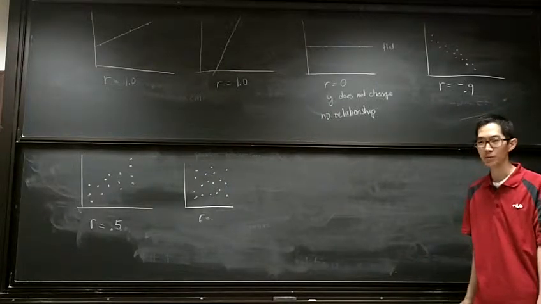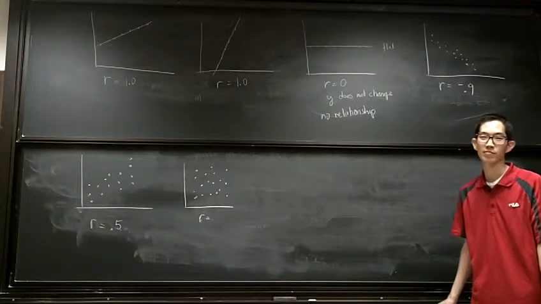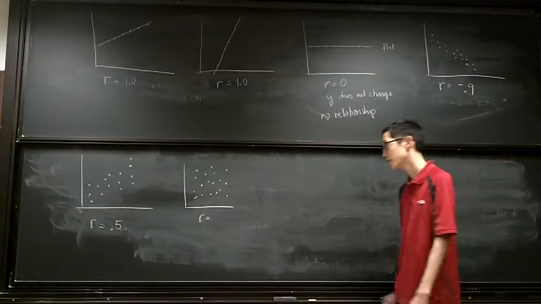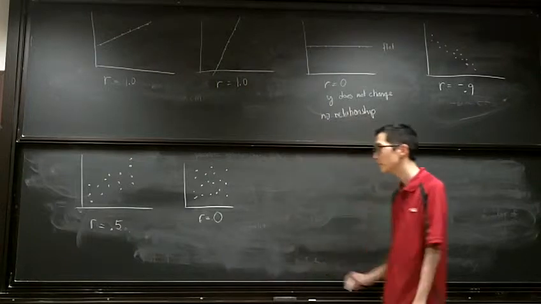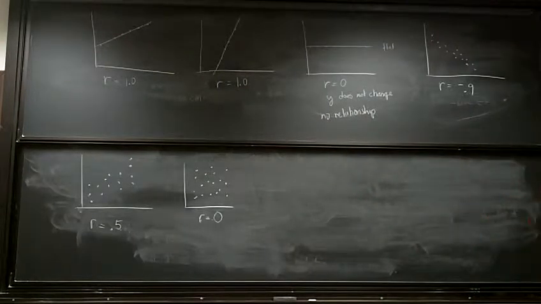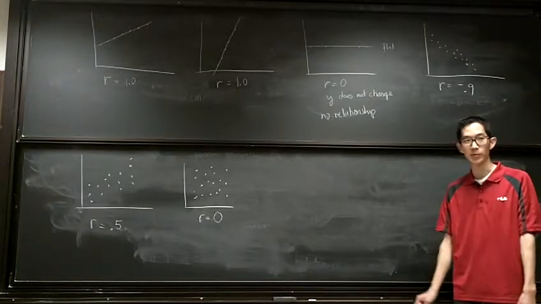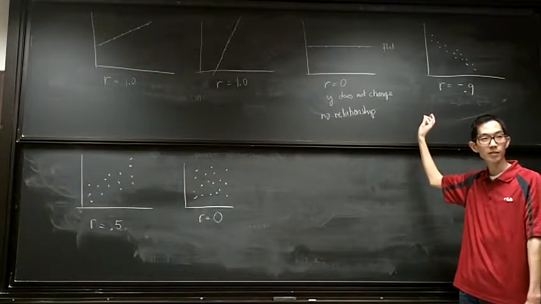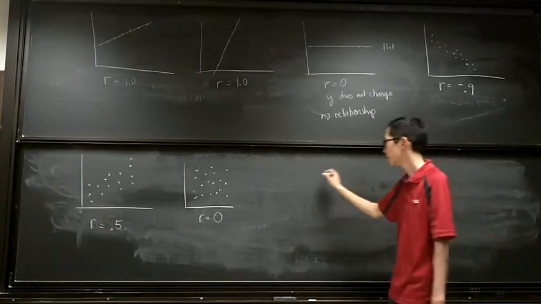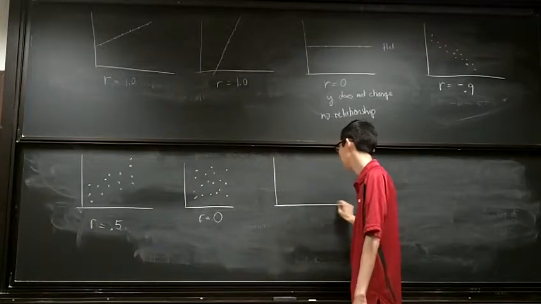We would have R equal to what here? Something pretty close to 0, maybe off by just a tiny bit. Something around 0, okay? So there seems to be no relationship between the variables. All right, is this okay? All right, here's a tricky one.